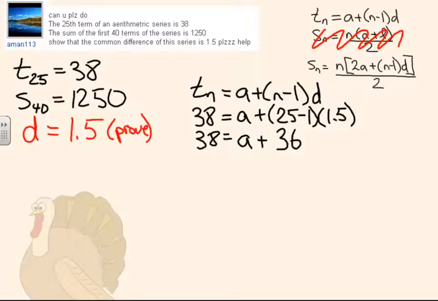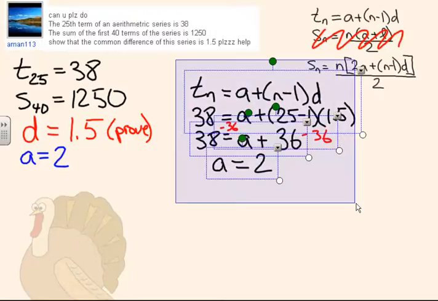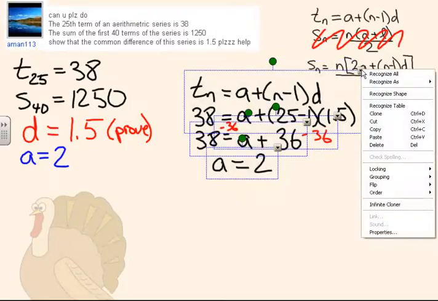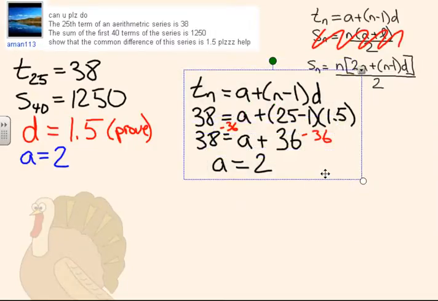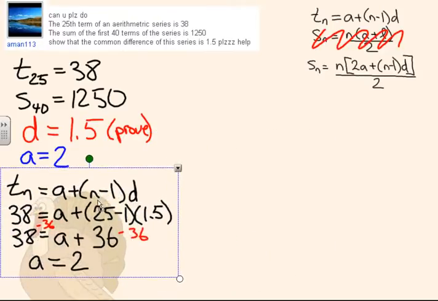I'm going to subtract 36 from both sides. And end up with a equals 38 minus 36, which is 2. So let's write that in our notes on the left. Alright, so I've got an a value. I'm going to tuck it out of the way. I'll come back to it later.